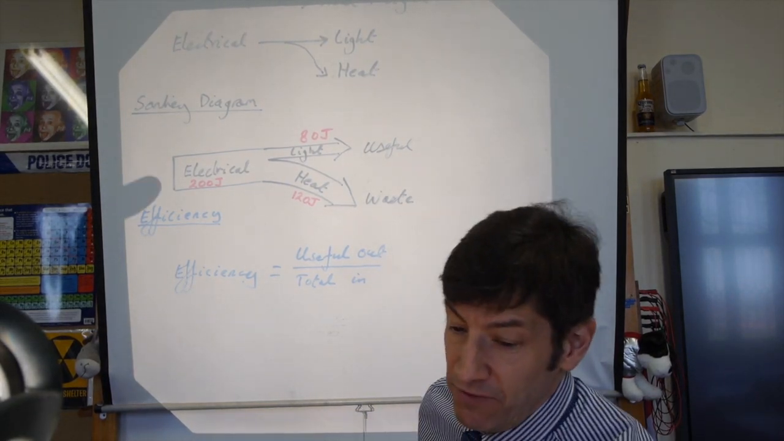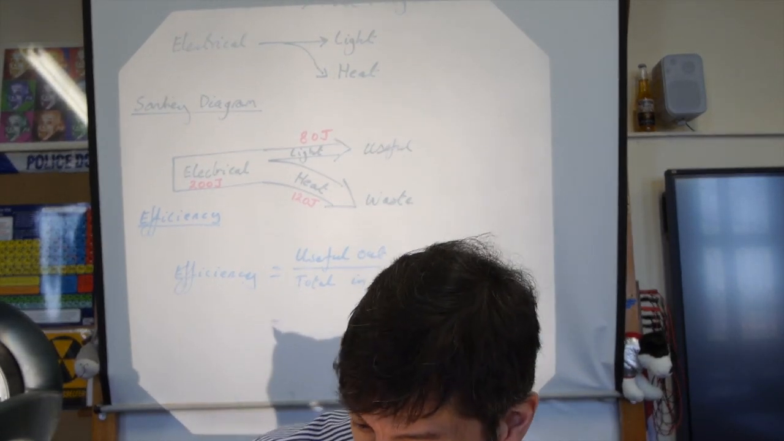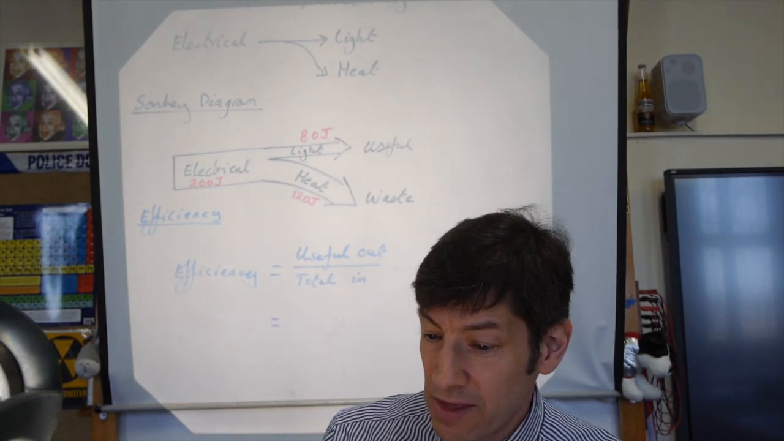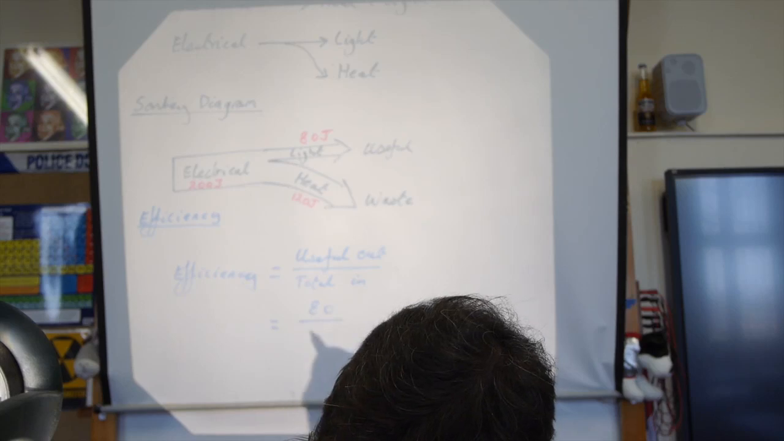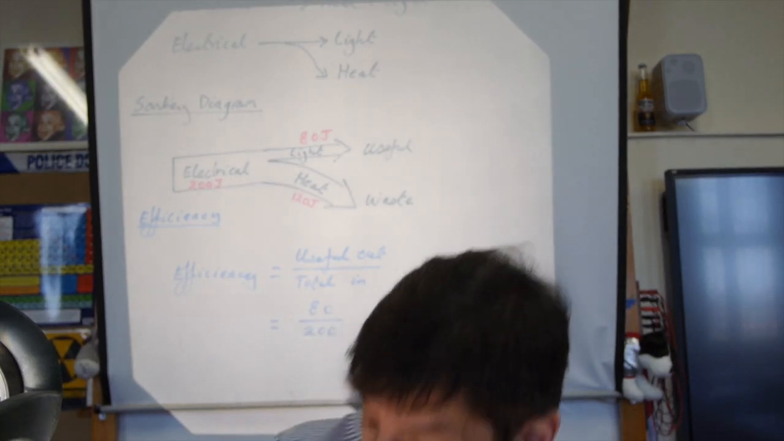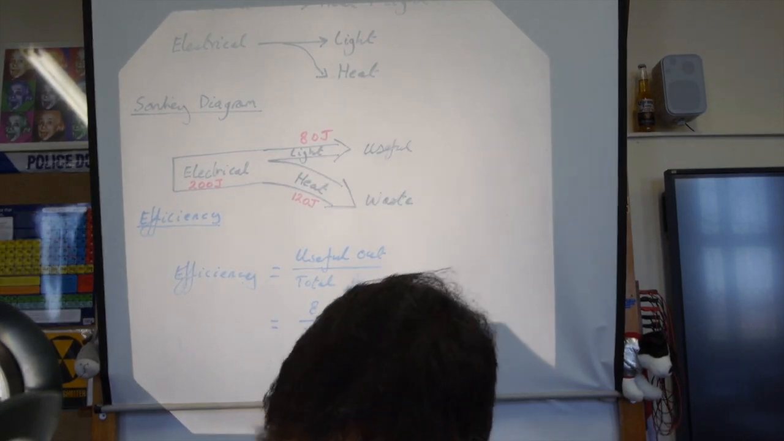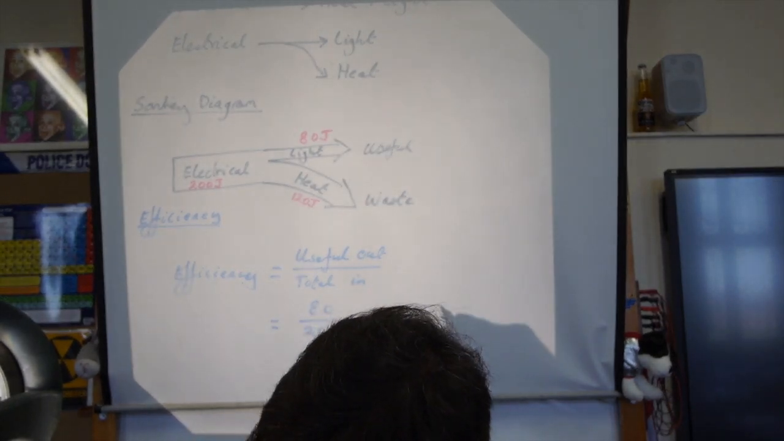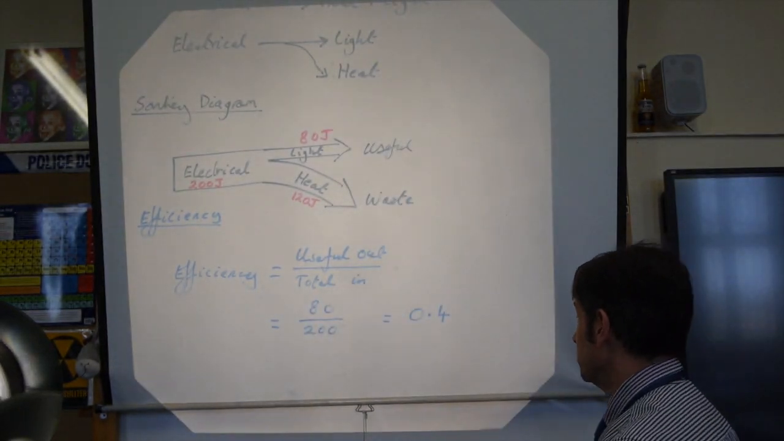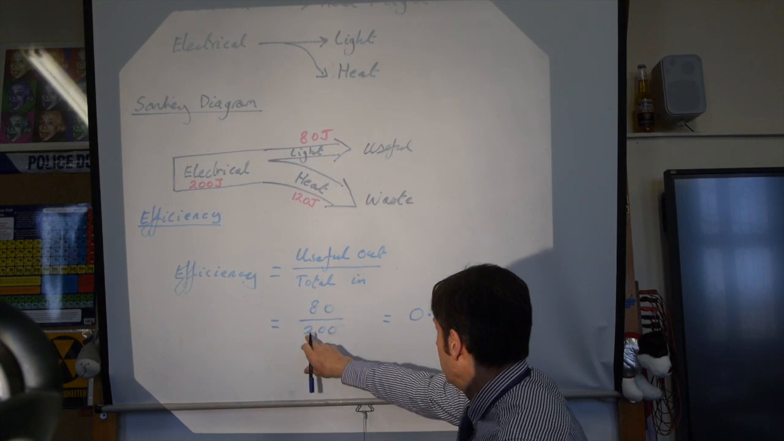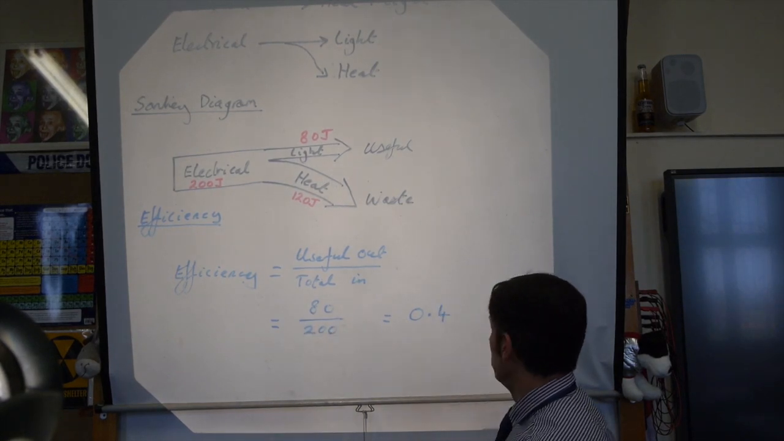So if you look at this one, it's really quite an easy calculation. The efficiency here is what you get out, 80, divided by what you put in, 200. And that's going to come out as 0.4. So you bash away with your noughts there, and 8 divided by 2 is 4. Got an extra 0 underneath here, so 0.4.